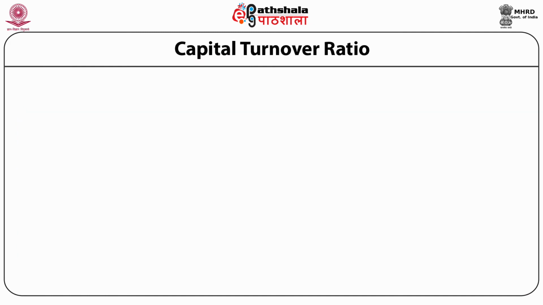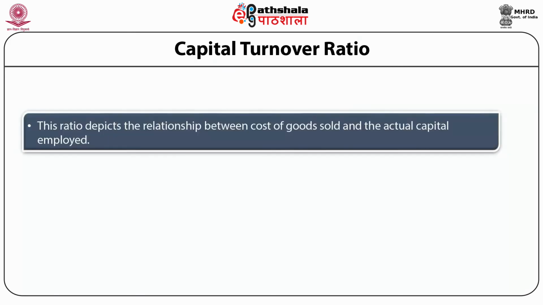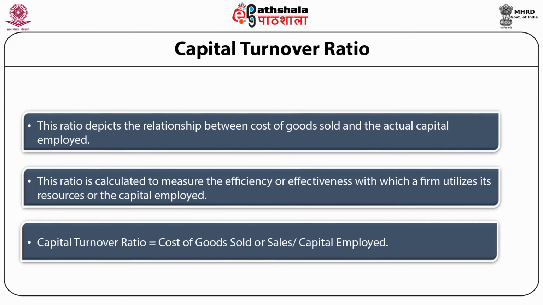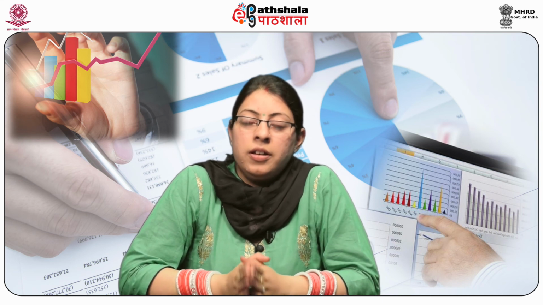Next ratio is capital turnover ratio. This ratio depicts the relationship between cost of goods sold and the actual capital employed. This ratio is calculated to measure the efficiency or effectiveness with which a firm utilizes its resources or the capital employed. Capital turnover ratio is calculated by using the formula as given below, that is cost of goods sold or sales divided by capital employed. Quick revision.